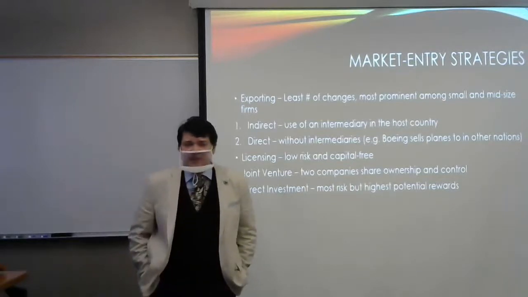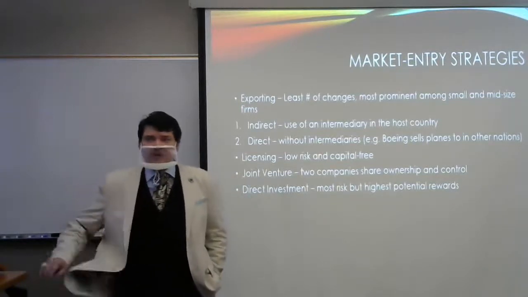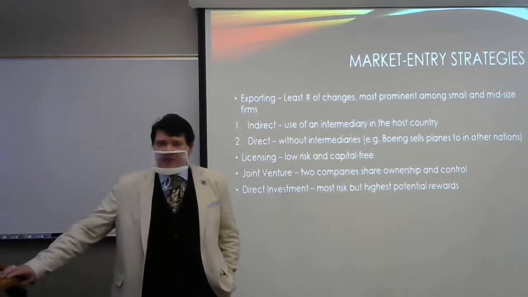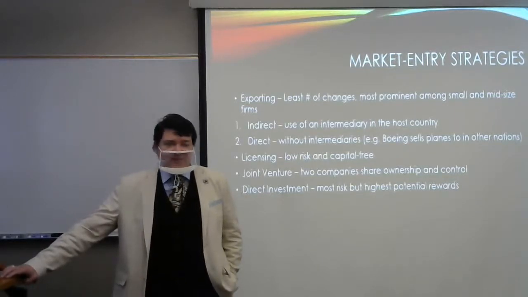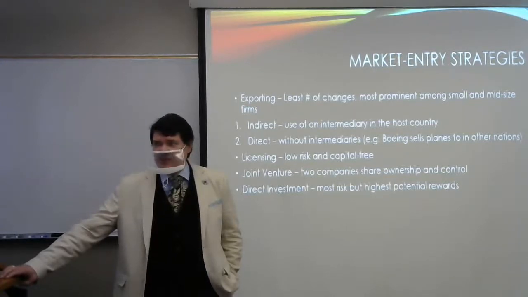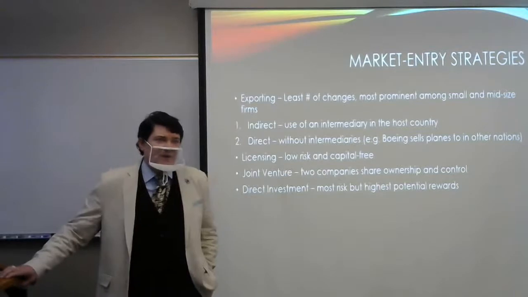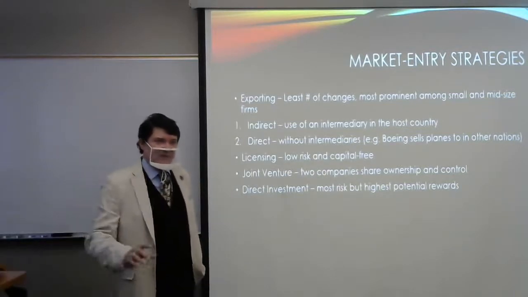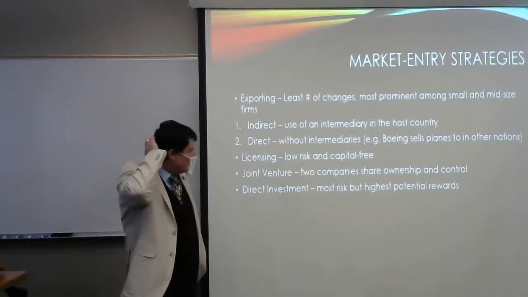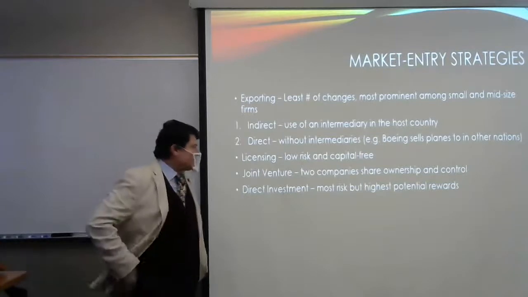Joint ventures are where two companies share ownership and control. This has happened a lot in the automobile industry. Automobile companies often engage in joint ventures. For example, the Ford Ranger, forever and ever. If you got a Mazda pickup truck, it was exactly the same thing. That was a joint venture between Mazda and Ford. And they developed very similar products in that joint venture.